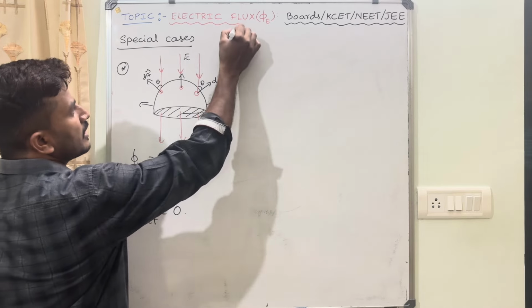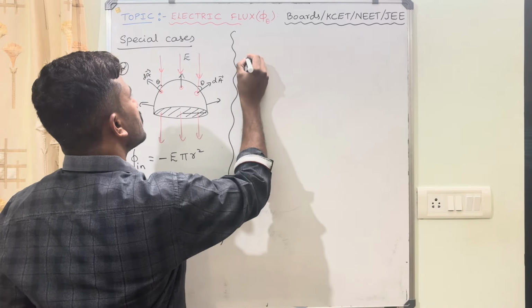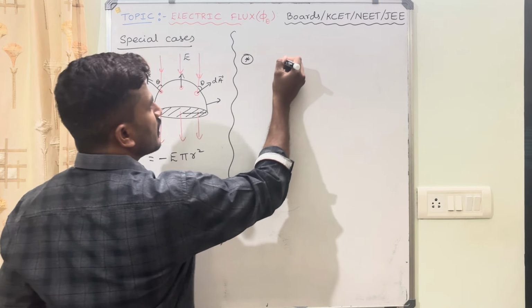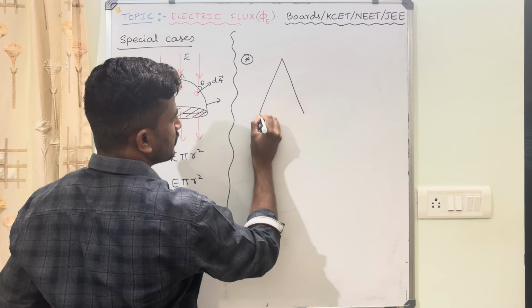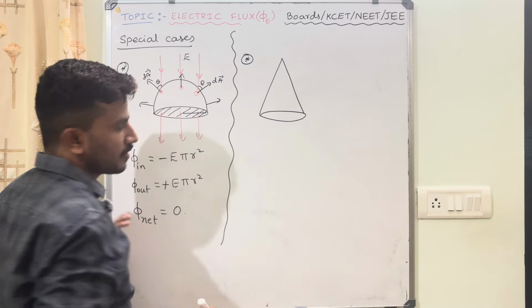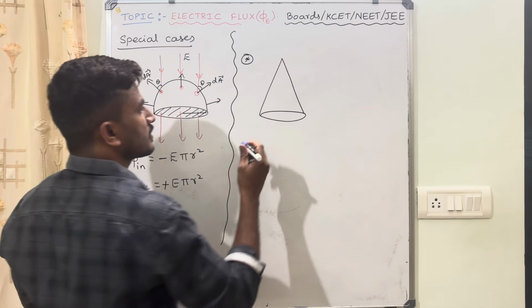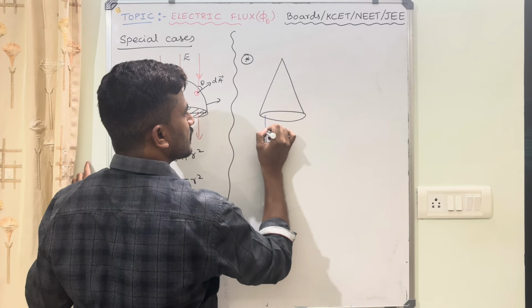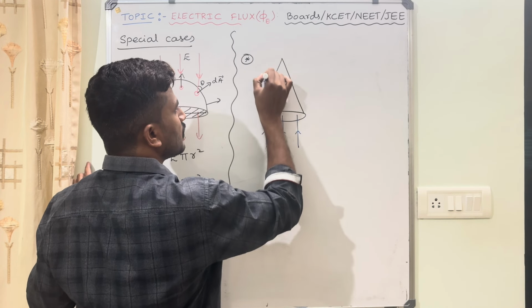Okay, so second case I'll consider. Similarly, there is a cone like this. Okay, cone. The flux entering this in this direction and coming out.